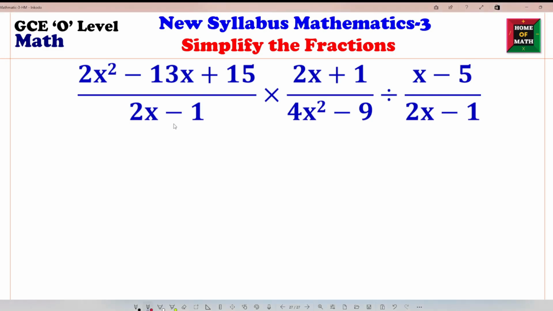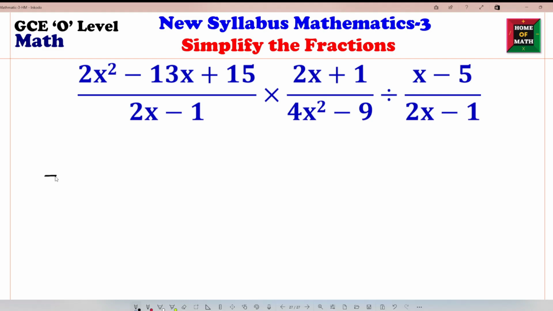Today we simplify these fractions. Here the first fraction is (2x² − 13x + 15) divided by (2x − 1). The second one is (2x + 1) divided by (4x² − 9), divided by (x − 5) divided by (2x − 1). So one by one we simplify.